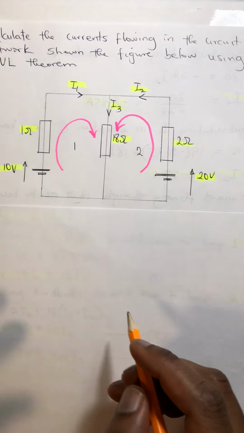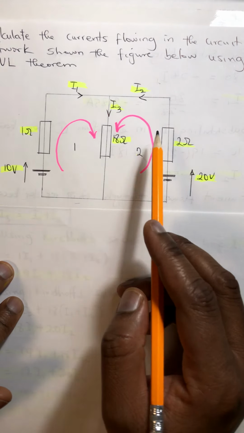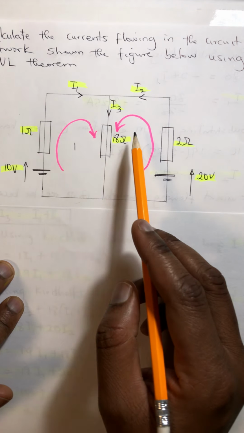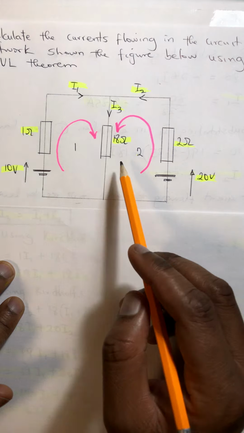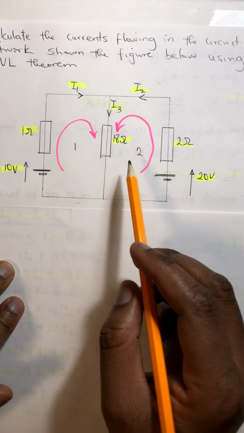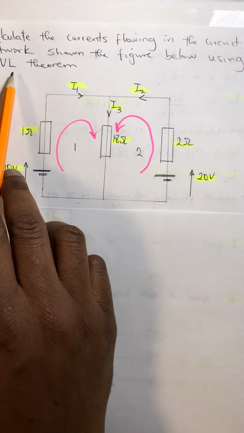Today we shall be discussing how to calculate the current flowing through a circuit network shown below using the KVL theorem, that is Kirchhoff's voltage law theorem.